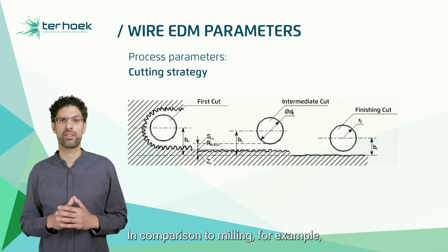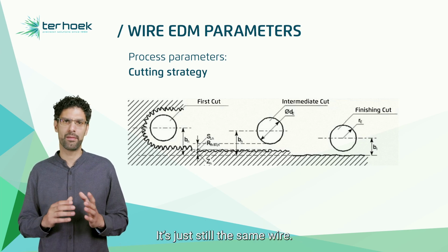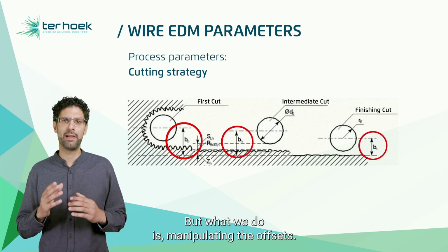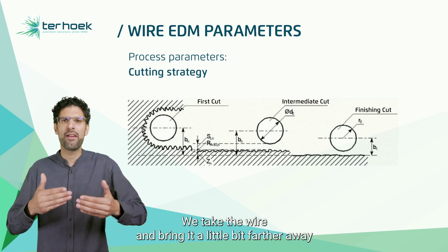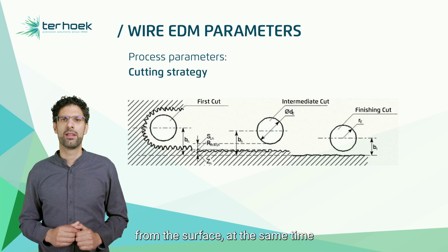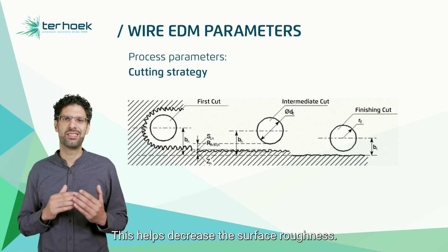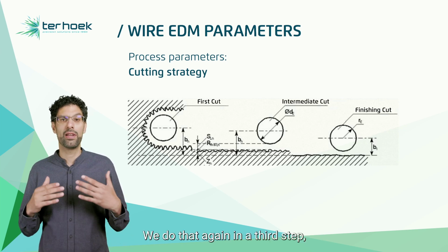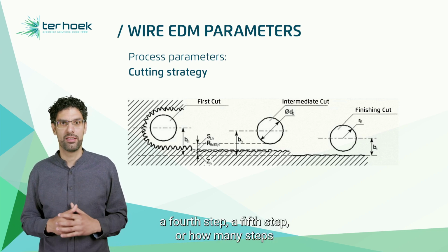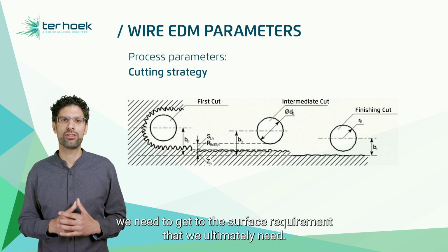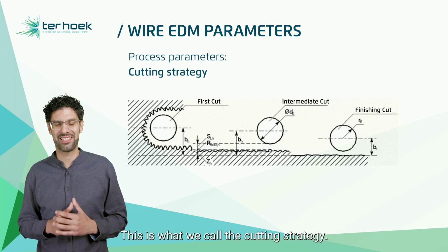In comparison to milling, for example, we don't use a different mill size or something like that. It's just still the same wire. But what we do is manipulating the offsets. We take the wire and we bring it a little bit farther away from the surface. At the same time, we use a lower generating setting. This helps decrease the surface roughness. We do that again in a third step, a fourth step, a fifth step, or how many steps we need to get to the surface requirements that we ultimately need. This is what we call the cutting strategy.